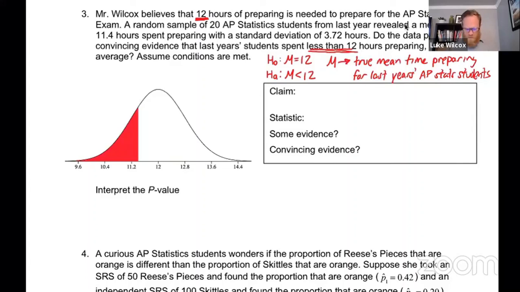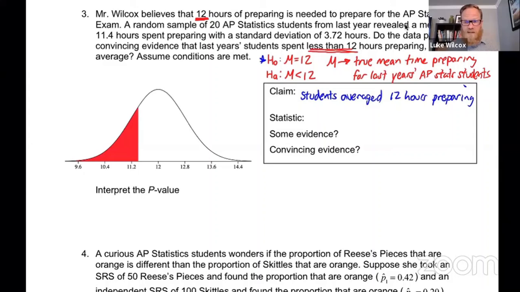Okay, so let's jump into our 4 questions here. The first one is the claim that we're going to assume to be true in order to come up with our distribution here. And we know that that's going to be the null hypothesis. So it says that the mean is 12. So I'm going to say here the claim is that students averaged 12 hours preparing. Okay, that's the claim that we're going to assume to be true, that 12 is actually the true mean for the whole population of all AP Stat students.